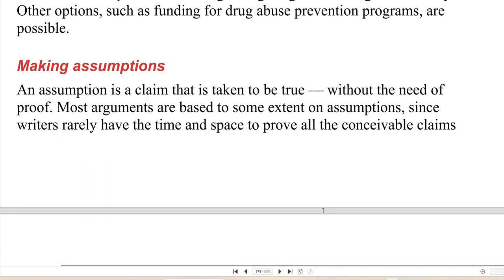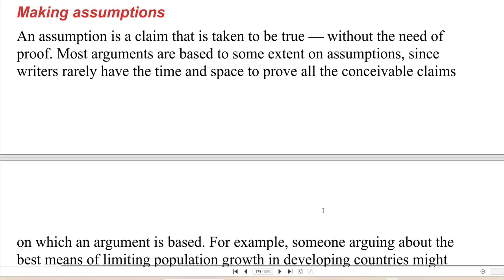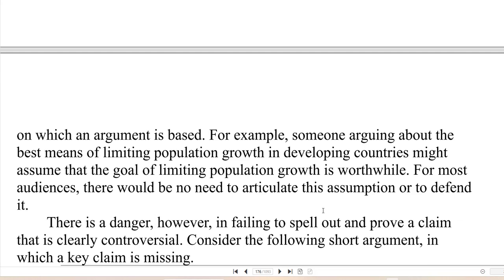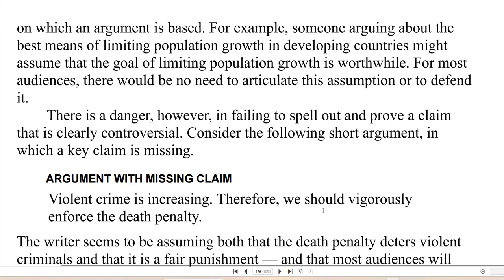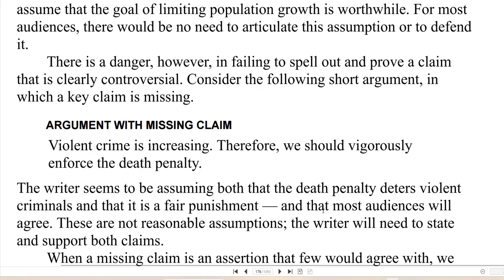Making assumptions. An assumption is a claim that is taken to be true without the need of proof. Most arguments are based to some extent on assumptions, since writers rarely have the time and space to prove all the conceivable claims on which an argument is based. For example, someone arguing about the best means of limiting population growth in developing countries might assume that the goal of limiting population growth is worthwhile. For most audiences, there would be no need to articulate this assumption or to defend it. There is a danger, however, in failing to spell out and prove a claim that is clearly controversial.